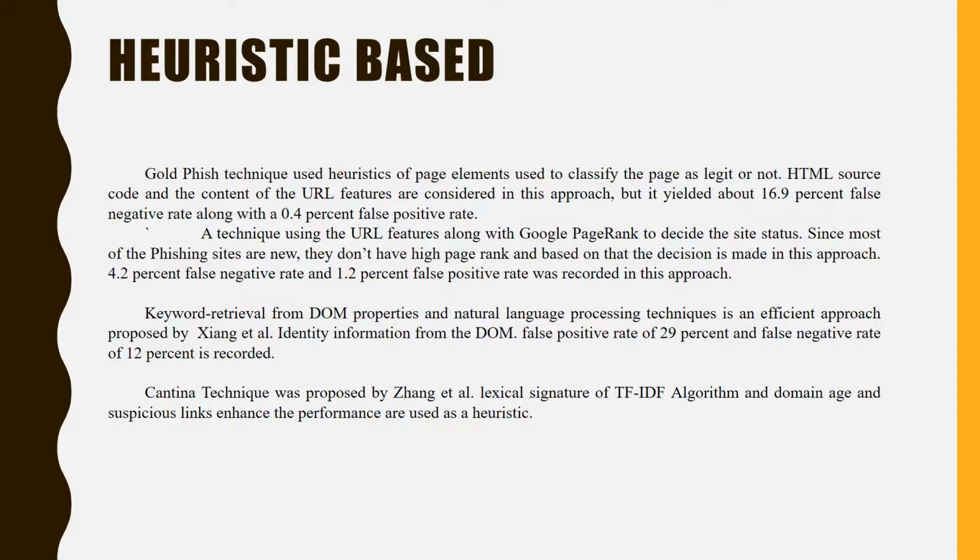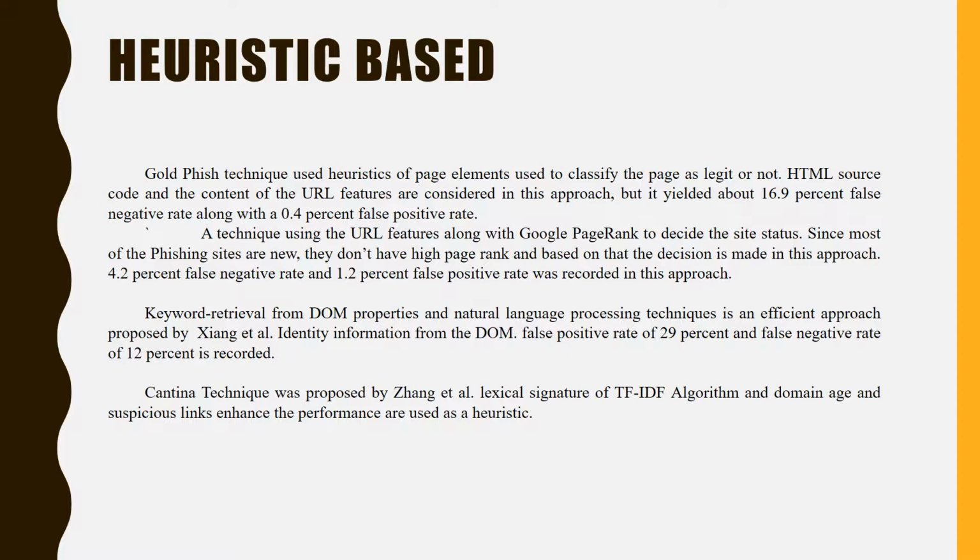And there was another technique using the URL features along with Google PageRank to decide site status. Since most of the phishing sites are new, they don't have a high page rank, and the decision is made based on this. A 4.2% false negative rate and 1.2% false positive rate was recorded in this approach.